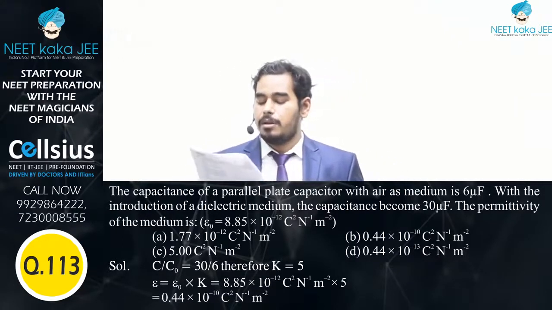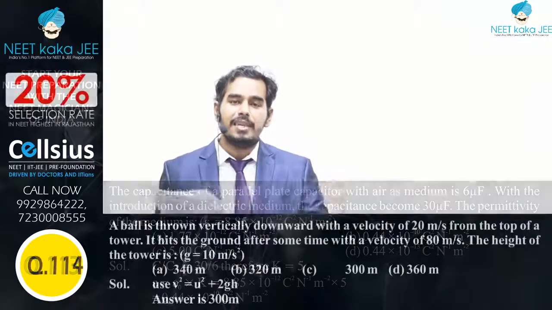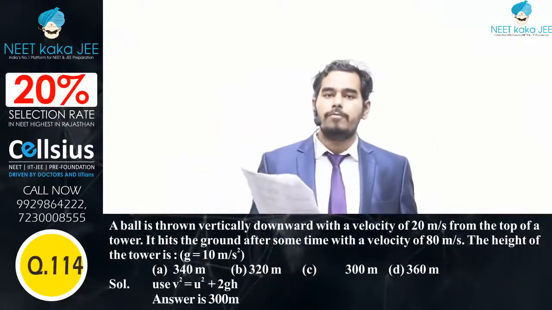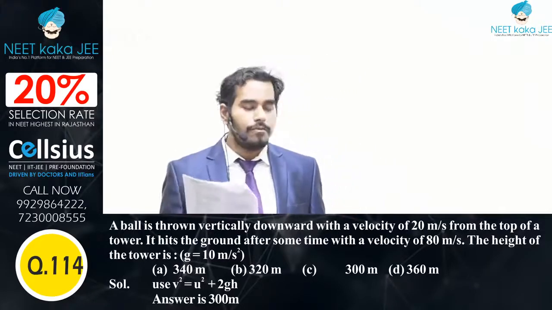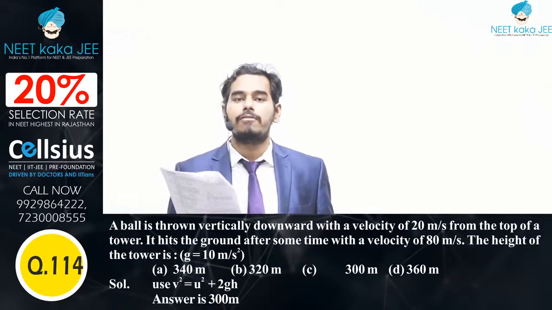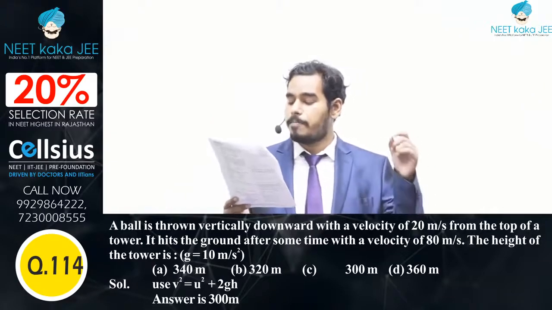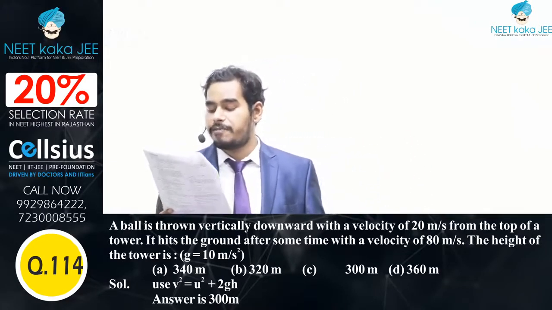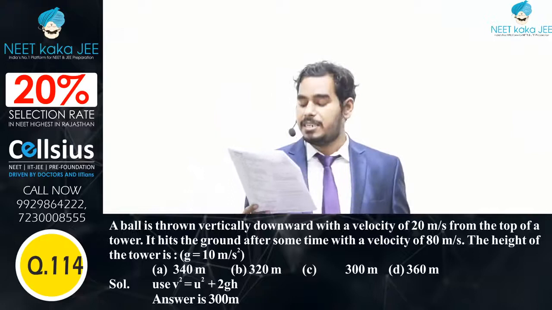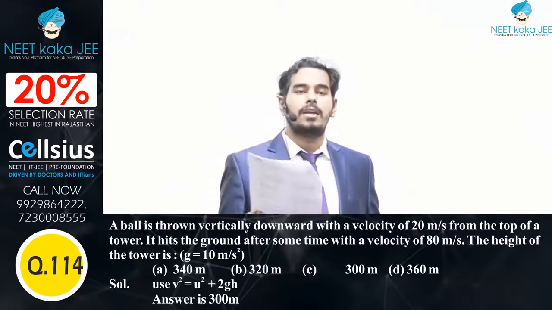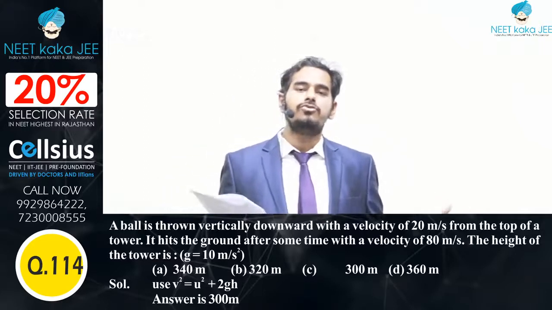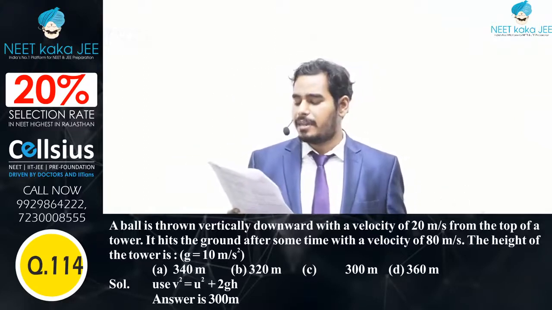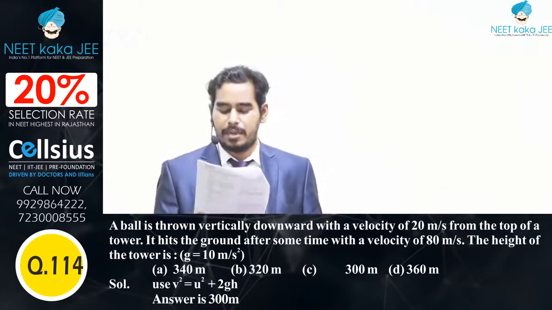Okay, now the next question, which is one of the easiest questions, and even a class 9th student would be able to solve it. A ball is thrown vertically downwards with a velocity of 20 meters per second from the top of a tower. It hits the ground after some time with a velocity of 80 meters per second. The height of the tower is, okay, you can simply utilize V square equal to U square plus 2GH, and you can get the height of the tower as 300 meters.